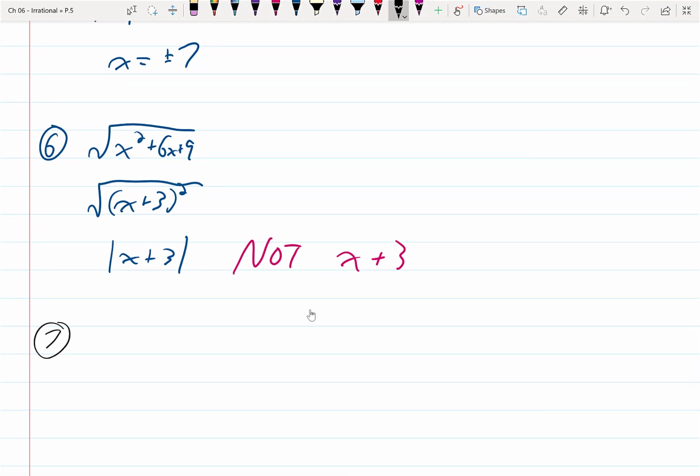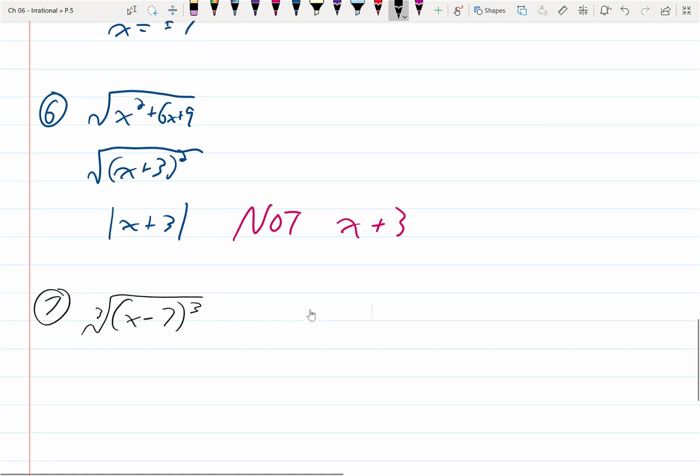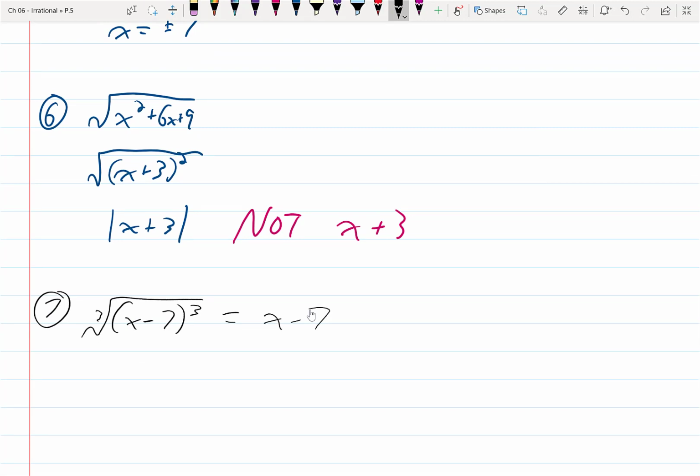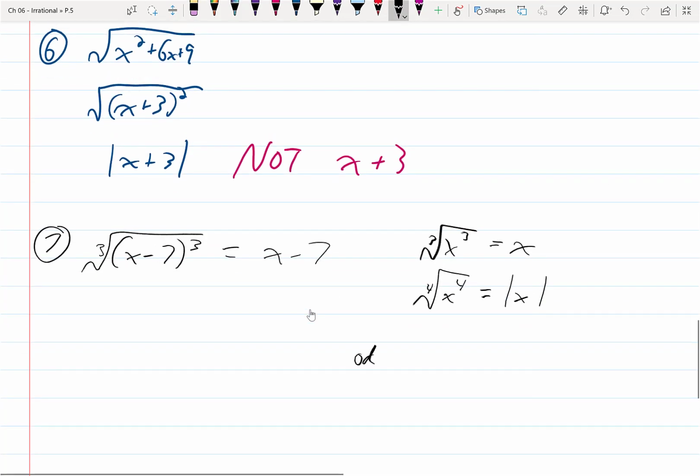This can actually get a little bit trickier, because if I do the cubed root of x minus 7 cubed, well, that is actually just x minus 7, because it's a cubed root. We can take cubed roots of negative numbers, and raising a negative number to an odd power keeps the negative. The cubed root of x cubed is x. The fourth root of x to the fourth is the absolute value of x. Something is going on with the odds versus the evens.